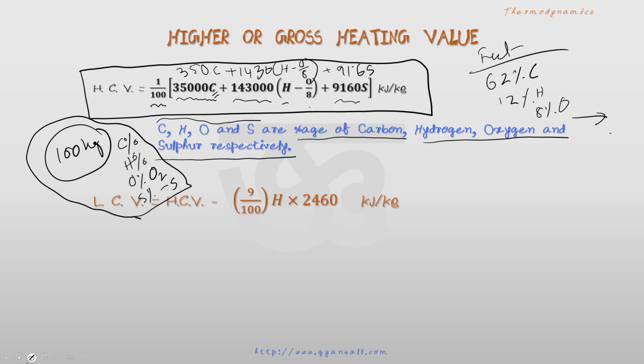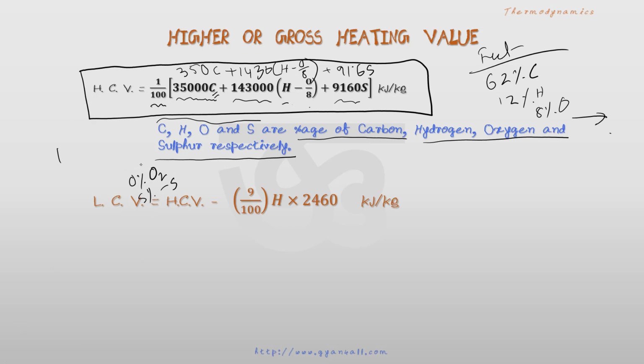Now come to the lower calorific value. Simply, lower calorific value is higher calorific value minus something, and that something is what? Minus this much: 9H/100, the same 100 as in the HCV, divided by 100.